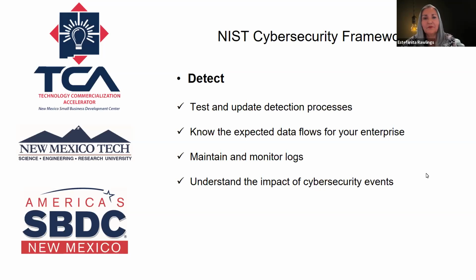Detect. Know the expected data flows of your enterprise. Do you know how your data is supposed to be flowing? Is it coming in from orders, shipment? Follow your data. Who has access to that? And then you can see if something unexpected happens. So you start seeing your data going out via emails or out your network. Your IT person should be involved in that.